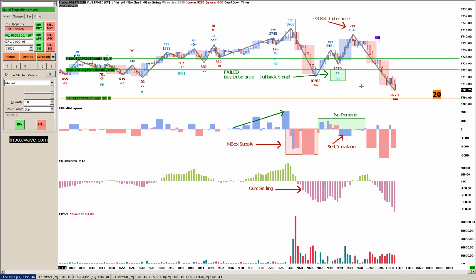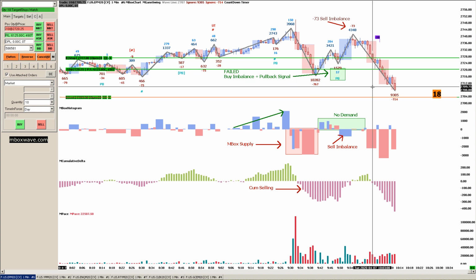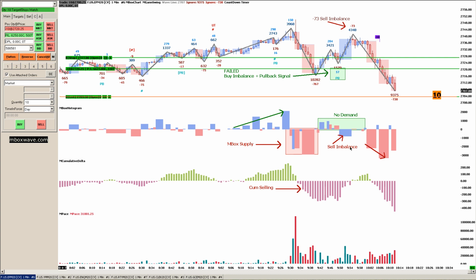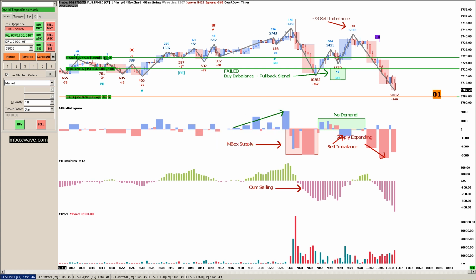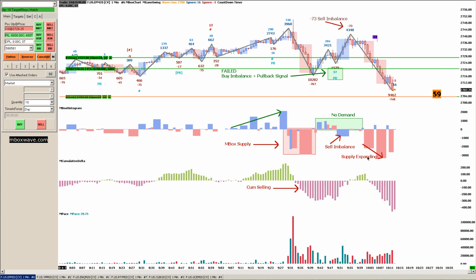All right, and as we can see, supply is expanding here. Supply is expanding. And it's also expanding again in the cumulative delta. Looks like we're getting close. Here we have no demand.